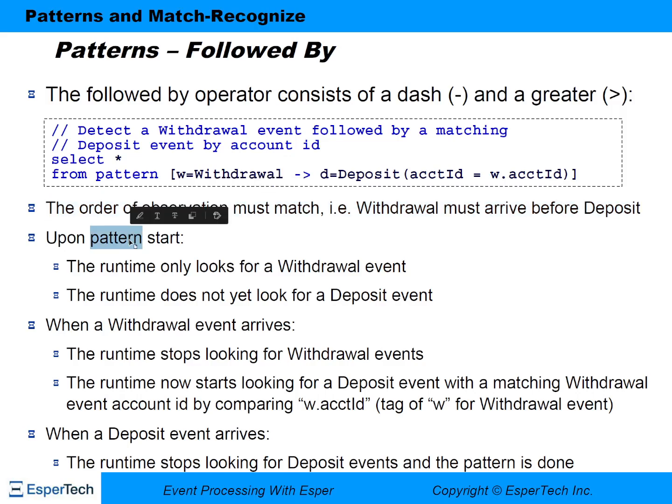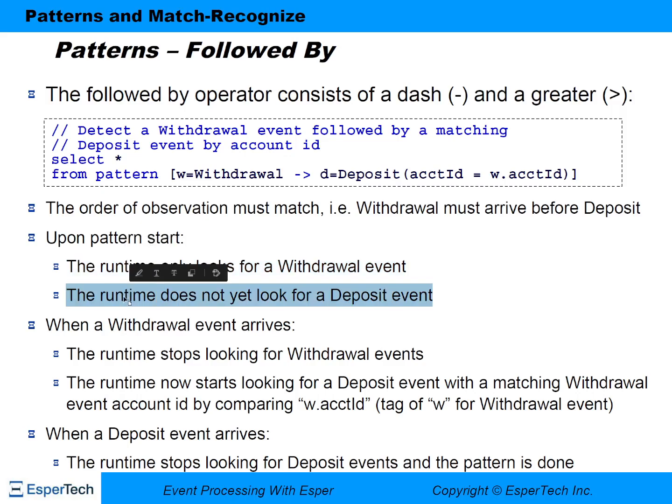When the pattern starts, the runtime starts looking for withdrawal events. The runtime does not yet look for any deposit events. This is because the followed by operator only starts the first sub-expression, which is looking for a withdrawal event. When we say that the runtime does not look for any deposit events, it means that deposit events are ignored and there is no state associated to tracking deposit events.